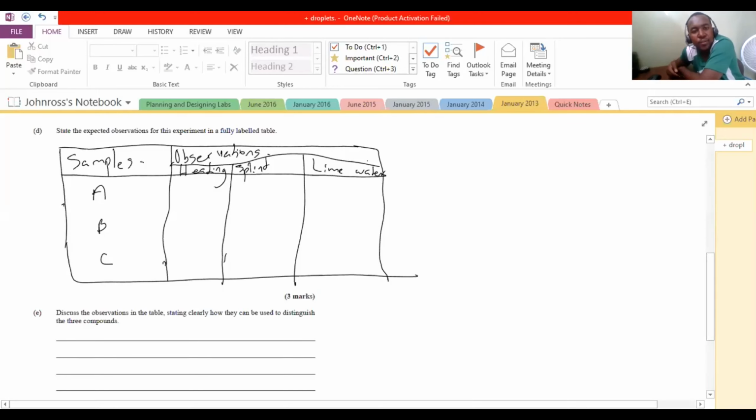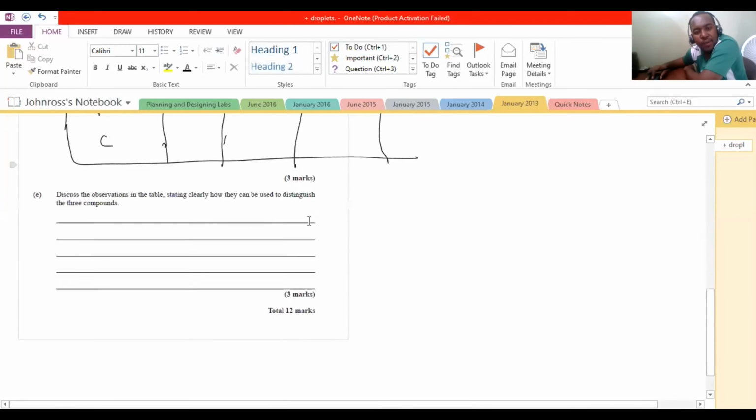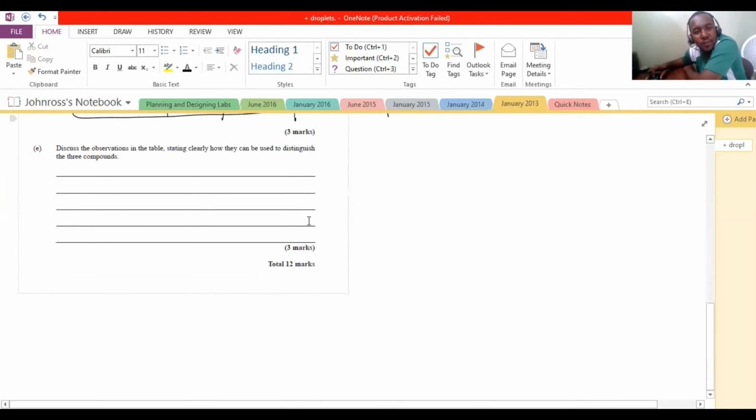All right, so if there was no gas produced, then the splint and lime water will not happen. So you have no observations there. If the gas is produced, then you have your observation with the splint and with the lime water. All right, that's clear? Yes, sir.